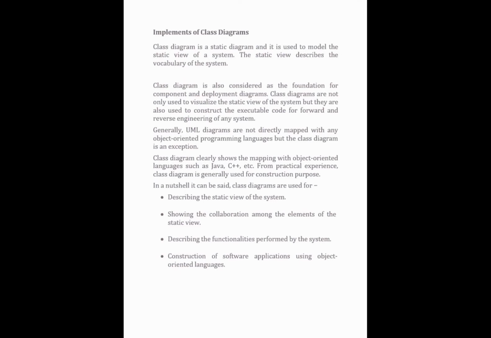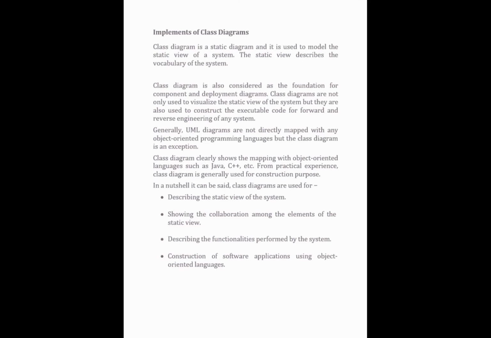So next I explain uses of class diagram. Class diagram is a static diagram and it is used to model the static view of a system. The static view describes the vocabulary of the system. Class diagram is also considered as the foundation for component and deployment diagrams. Class diagrams are not only used to visualize the static view of the system, but they are also used to construct the executable code for forward and reverse engineering of any system. Generally, UML diagrams are not directly mapped with any object-oriented programming language, but the class diagram is an exception. Class diagram clearly shows mapping with object-oriented language such as Java, C++, etc. From practical experience, class diagram is generally used for construction purpose.